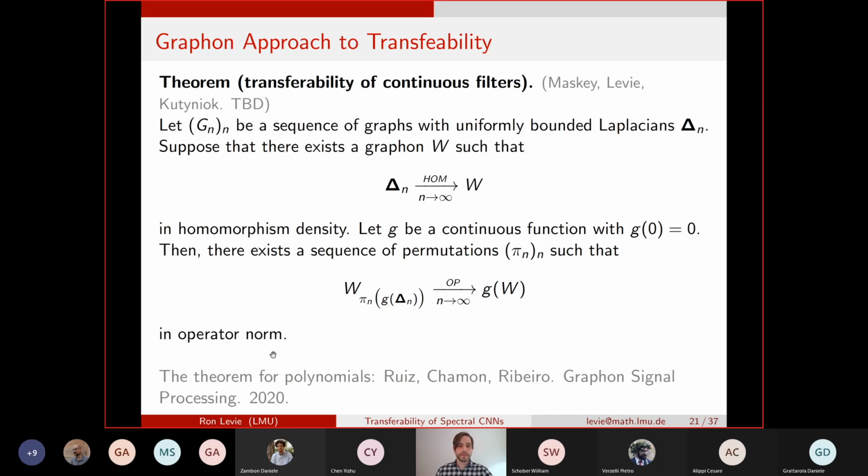Now, the first theorem that treated the Graphon approach was by Ruiz and Ribeiro in 2020, but in their theorem, they restricted the analysis only to polynomials. And we prove it for any continuous function, which is more general. The mathematical tool that we use is functional calculus. So for example, now it applies also to rational functions, so to ARMA filters and Cayley nets, for example.